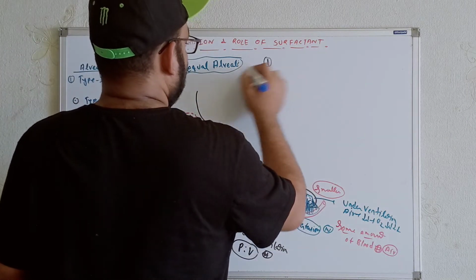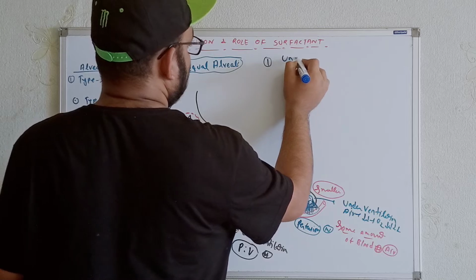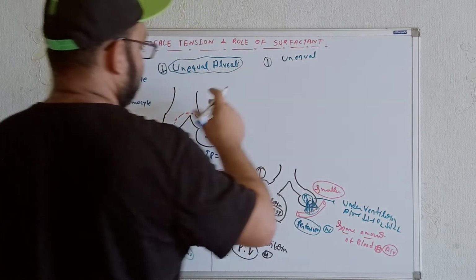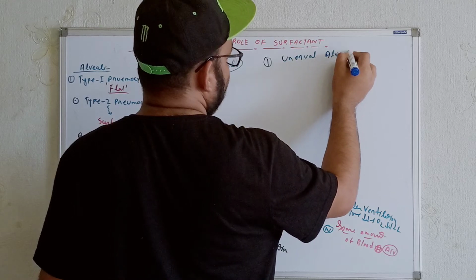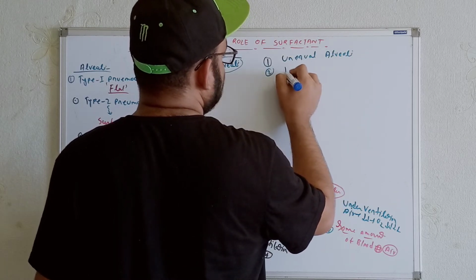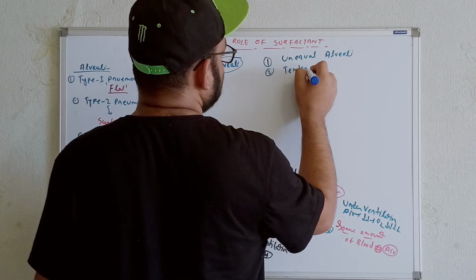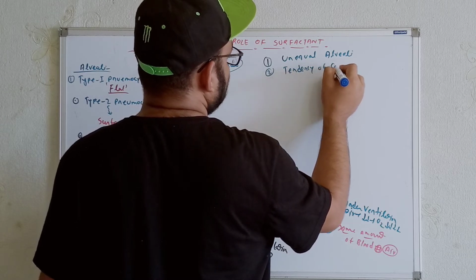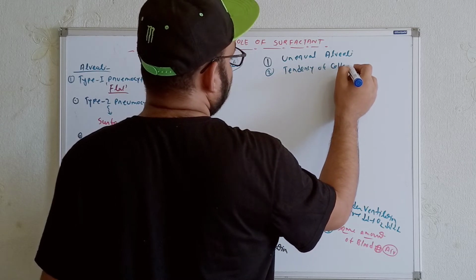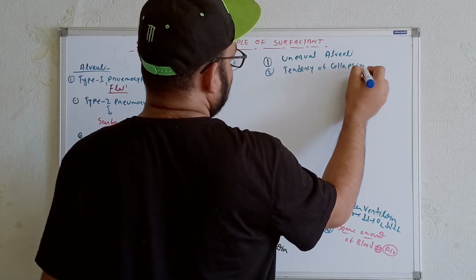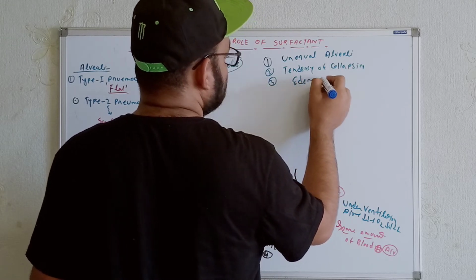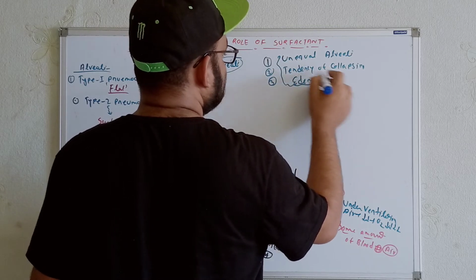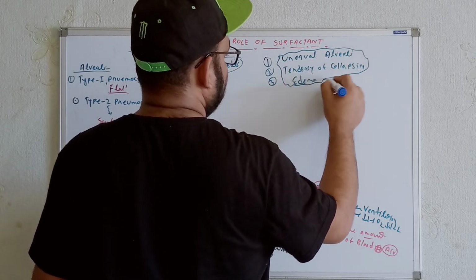So what type of problems did we get? The first problem: unequal alveoli. Second, we got the tendency of collapsing. Third, we got edema formation. Now to solve these situations, we need to use the surfactant.